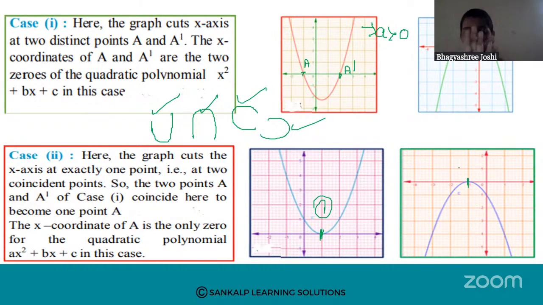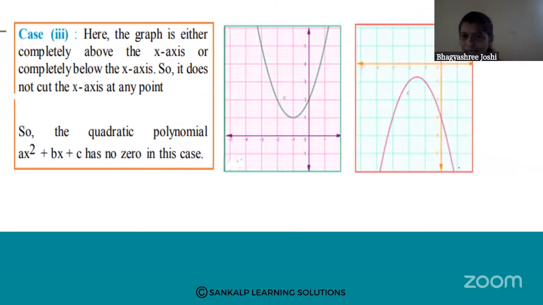So one concept we have to remember, we have to understand that how many times it touches the x-axis. So keep that in your mind, okay? Don't forget. ಅಷ್ಟೇ ಇರೋದು ಈ ಟಾಪಿಕ್ ಅಲ್ಲಿ. ಕೇಸ್ 3 ಇನ್ನೂ ಒಂಥರ ಗ್ರಾಫ್ ಬರುತ್ತೆ. ಹೆಂಗೆ? Here the graph is either completely above the x-axis or completely below the x-axis. Completely above or completely below the x-axis, so it does not cut the x-axis at any point, therefore it has no zeros.